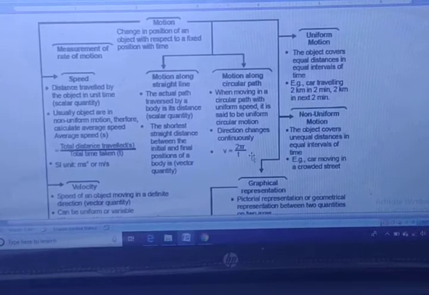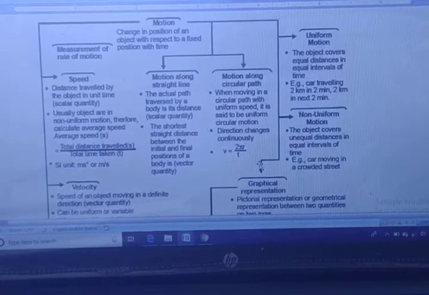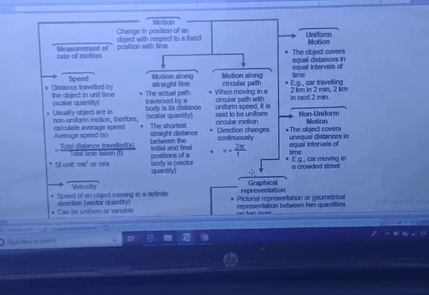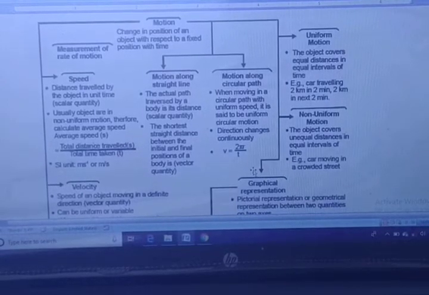Now let's come to motion along a circular path. When moving in a circular path with a uniform speed, it is said to be uniform circular motion. Direction changes continuously. The total circular path, the circumference, is 2 pi r, covered in a unit time t. So v is equal to, you can see here, velocity or speed, v is equal to 2 pi r upon t.